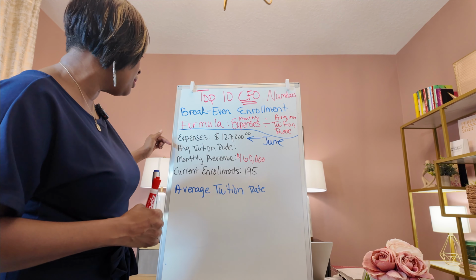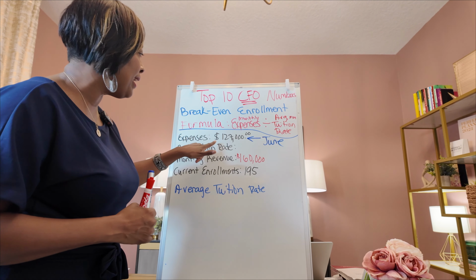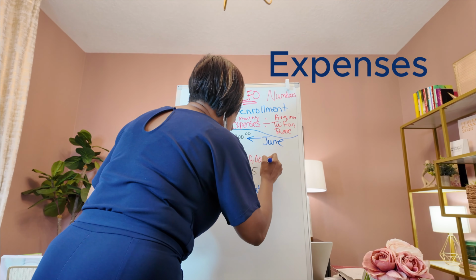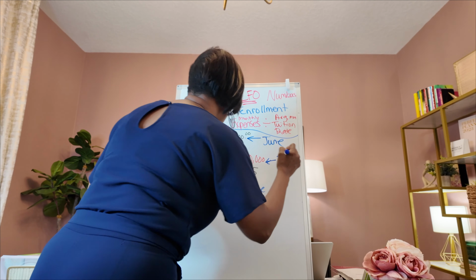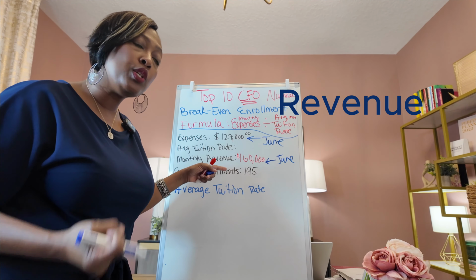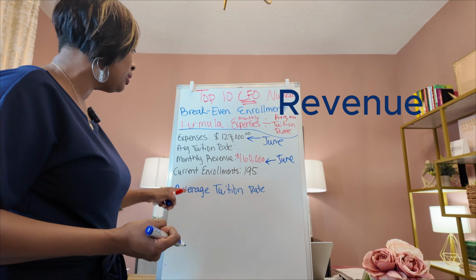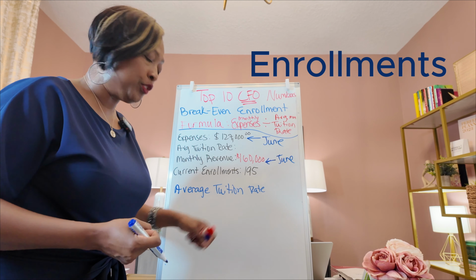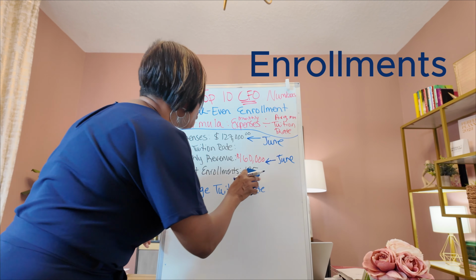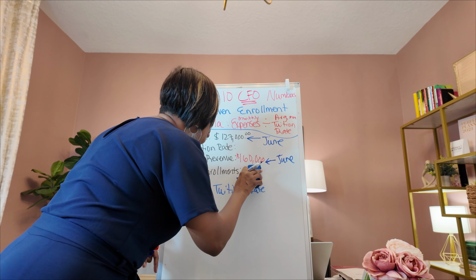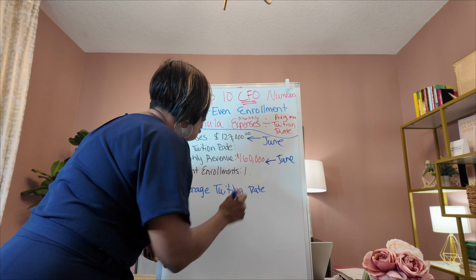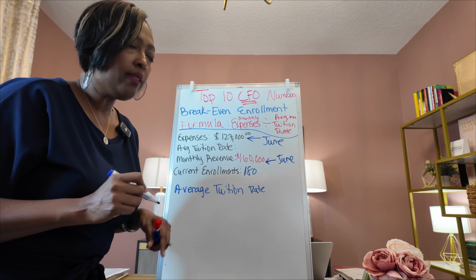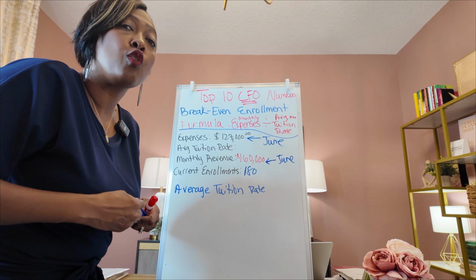So I have some numbers that I already know. I know what my expenses were for the month of June. This is all June. I know how much money or revenue I brought in the month of June, and I know what my enrollments were in the month of June. You know what? I made a mistake. That's my current enrollment. June, it dropped a little bit. So it was actually, I'm going to put 180. Okay, that's what it was, 180 enrollments.